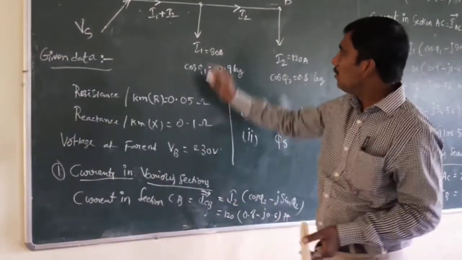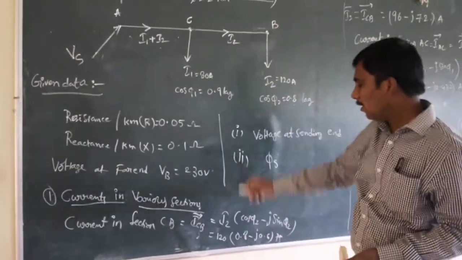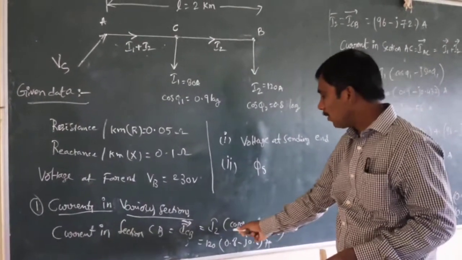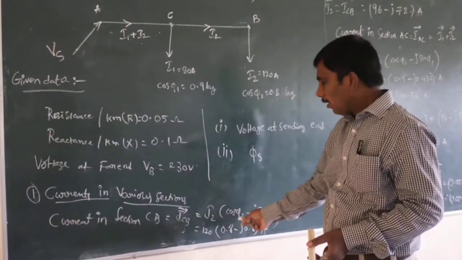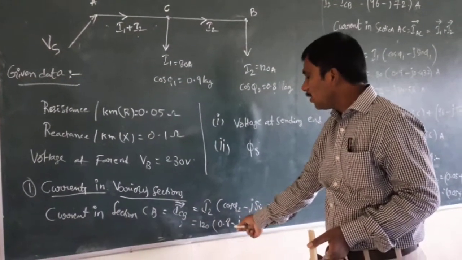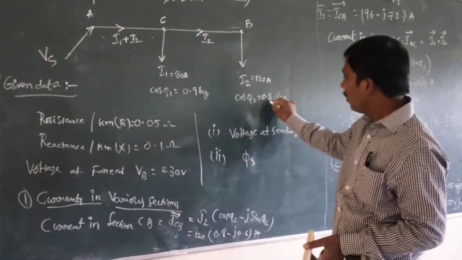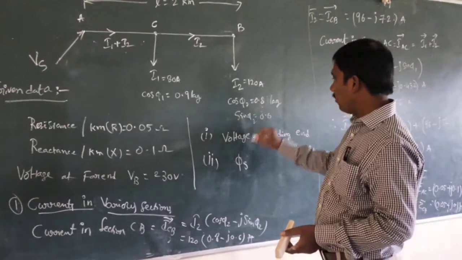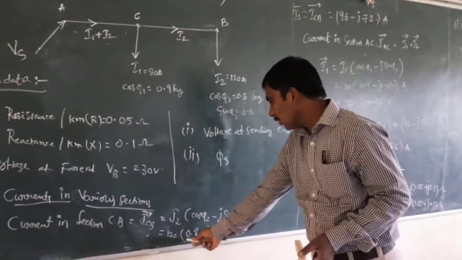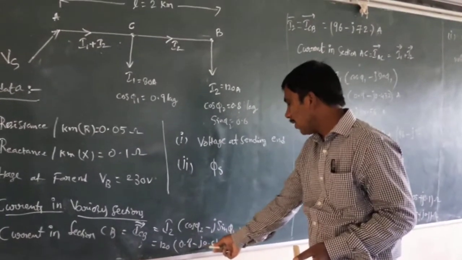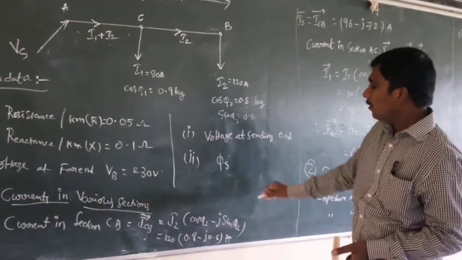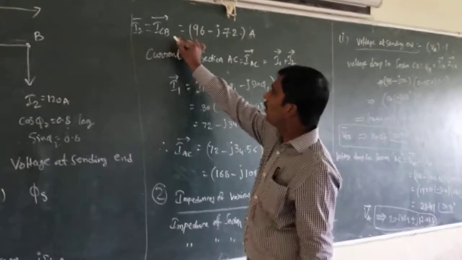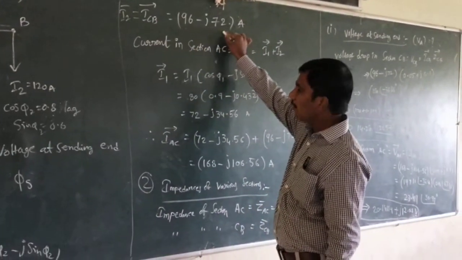Only I2 current will flow in section CB, that is ICB equal to I2 cos phi 2 minus j sin phi 2, because the current vector can be resolved into cos and sin components. I2 is 120, cos phi 2 is 0.8, and sin phi 2 is 0.6. By substituting 120 times (0.8 minus j 0.6) amperes, we get I2 vector, ICB equal to 96 minus j 72 amperes.